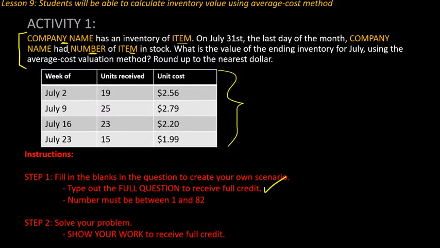The number that you pick where I say have number of item in stock, make that number between 1 and 82. The reason being, I want you to have at least one thing in stock, but they only have a certain number of items, so I don't want you to exceed 82. So the number must be between 1 and 82. And then step 2, solve the problem, show all of your work, just as you saw me do on the previous slide. Show all of your work to receive full credit. And that's activity 1.